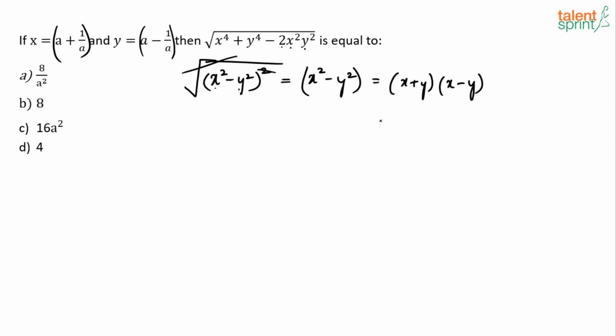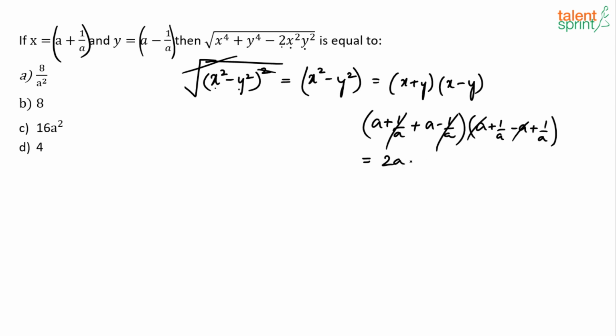Now what is x plus y? A plus 1 by a plus a minus 1 by a. What is x minus y? A plus 1 by a minus a minus 1 by a. So what happens? 1 by a minus 1 by a gets cancelled, a minus a gets cancelled. So we have 2a into 1 by a plus 1 by a is 2 by a. 2a into 2 by a. So 2a and a gets cancelled, 2 into 2, 4 is the answer. Option D. Yes or no? Option D, 4 is the answer.